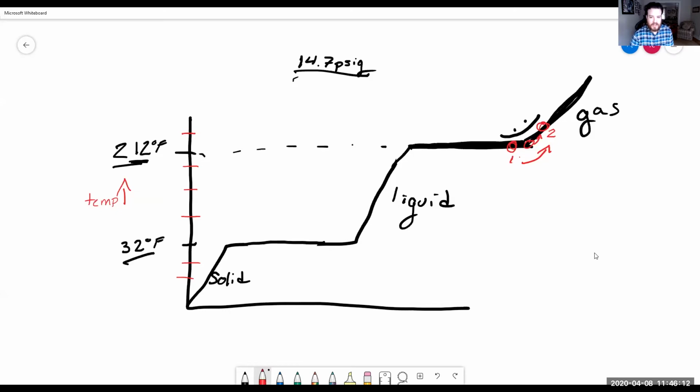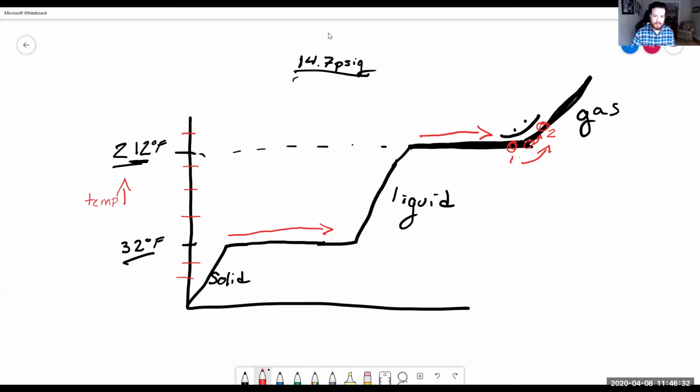So we are still adding energy. Remember, when we are going through here, we are still adding energy across these lines. But that energy is being transformed into change of state. It is not represented in temperature.